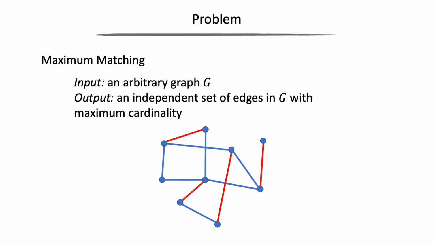The maximum matching problem asks for an independent set of edges in a given graph with maximum cardinality, that is, the set of edges that do not share any endpoints and has maximum possible size, like the set of red edges in this graph.